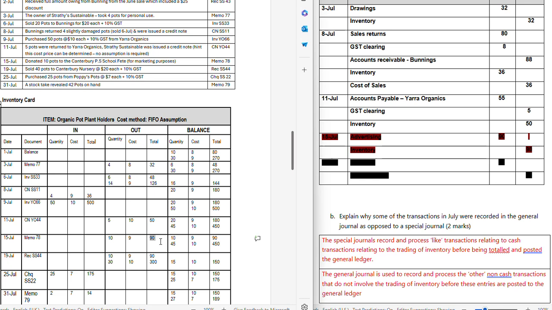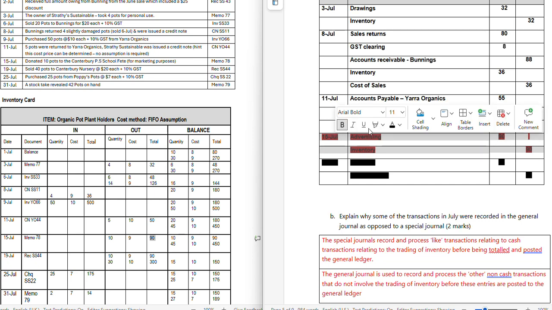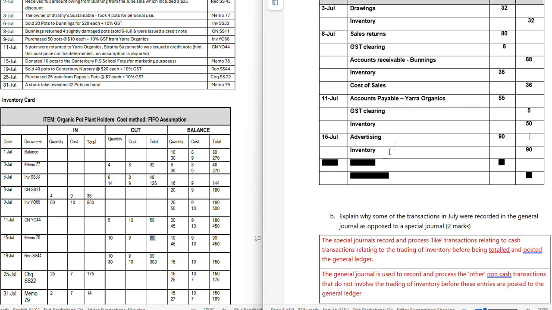Well, because this is marketing or PR, we actually put this under the advertising account. It's because hopefully the school is going to acknowledge the fact that we have done this donation, and so therefore we get a bit of cheap advertising. So therefore advertising is an expense increasing. An increase in the expense is a debit entry. Let's have a look what that looks like. Debit to the expense, credit to the asset.